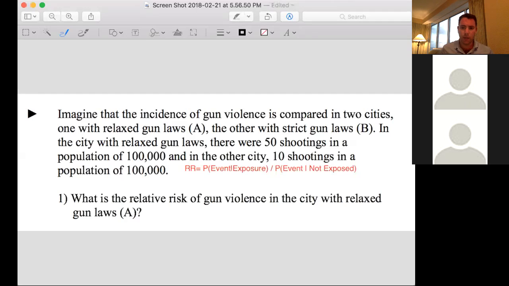We could say that there's a 5 times more likelihood of shootings happening in a city with relaxed gun laws than there are with a city with strict gun laws. So does that make sense to everyone?